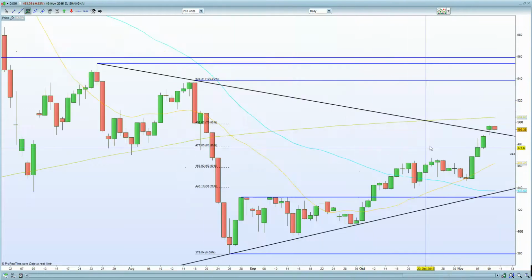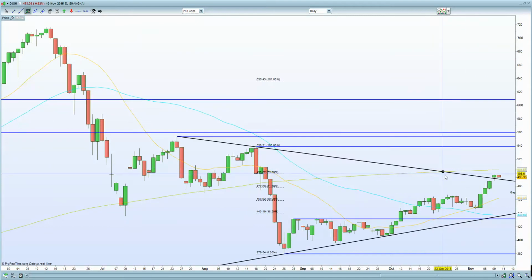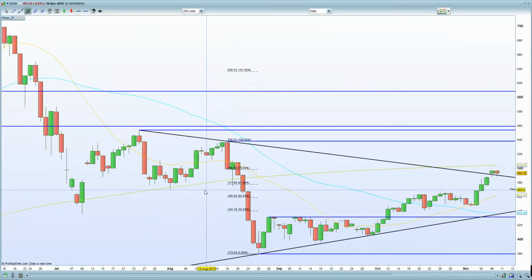Now the Shanghai itself, a flat session overnight really. You have the 200 MA, you are still stuck at this fib 75%, and we shall see exactly how that trades. We have had weaker inflation data out of China overnight, so therefore it supports the QE argument. Obviously more stimulus, more rate cuts, etc.